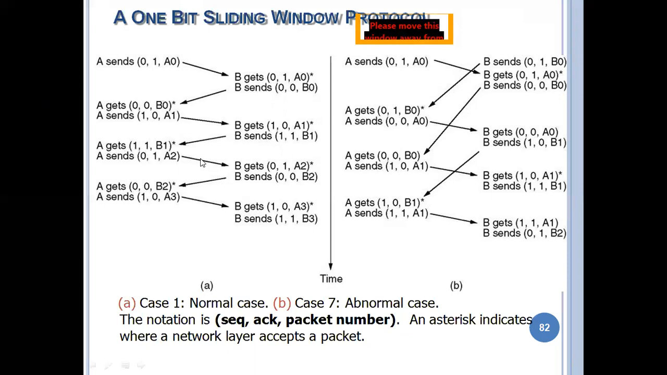A sends 1 1 B1, so B gets it. A sends 01 A2, B gets 01 A2. Now B sends 00 B2 and A gets 00 B2. A sends 10 A3, B gets 10 A3. This one is one example.